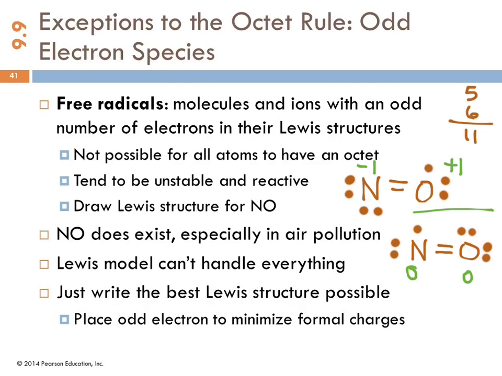So drawing the Lewis structure, we'll do this one, because the formal charges are 0. So we're just going to put that odd electron where we can to minimize the formal charges and say, there we go, that's the best we can do. Any questions? There are not a lot of free radicals that we'll run into in this class, but they do exist, and we have to recognize that.